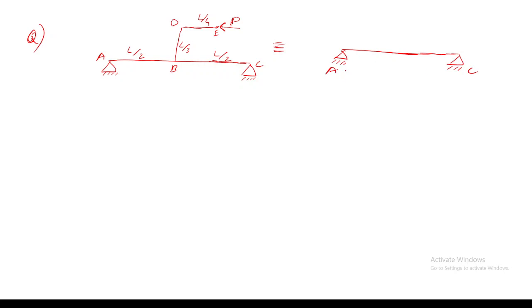Here at A, I will be having some reaction, and at C, I will be having some reaction. And can I use this P to act along this beam AC? How will it act actually? Due to this force P, what force will I be getting at point B?